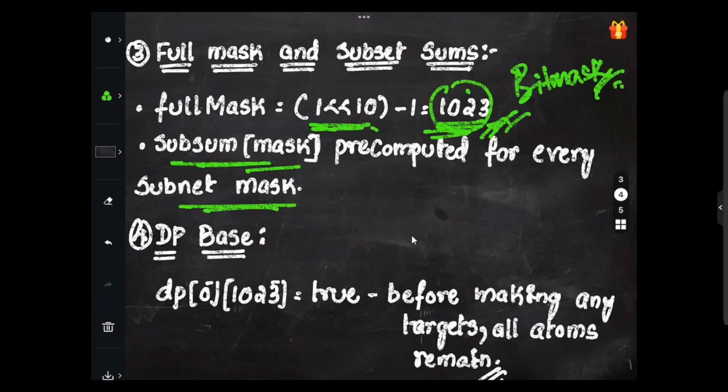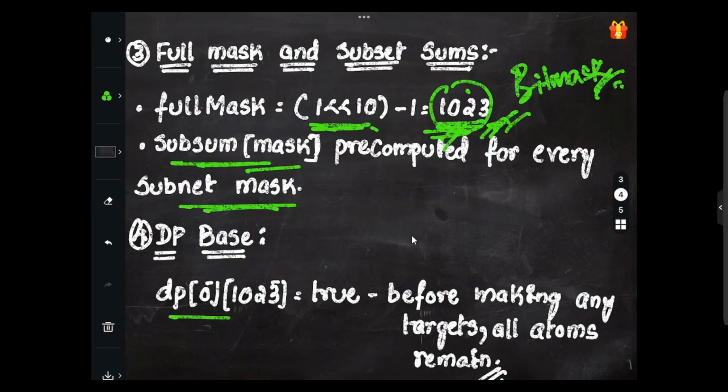So this is fine. And subsum of mask will be pre-computed for every subset mask, right? Now let's come to the DP base. The third part is completely finished. So here we have got 1023 as the full mask, right? 1 left shift, whatever I have written here, minus 1. So this will be 1024 minus 1, nothing but 1023.